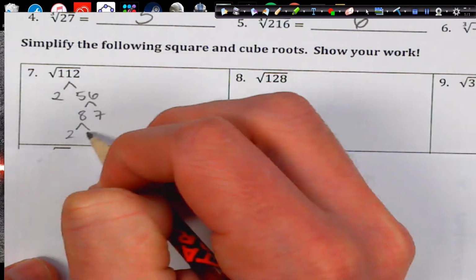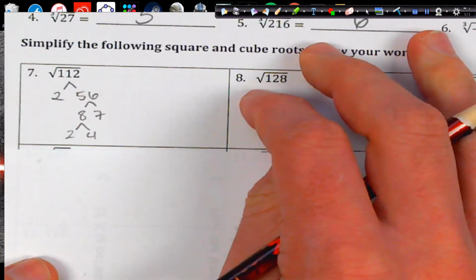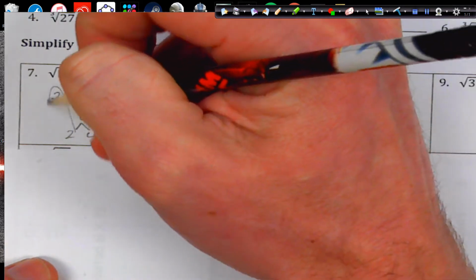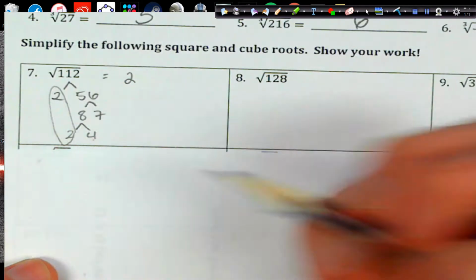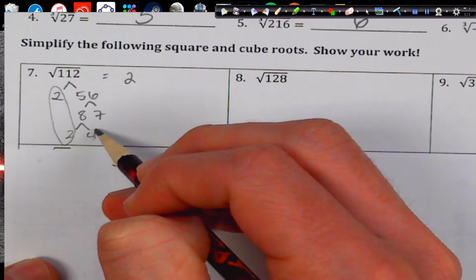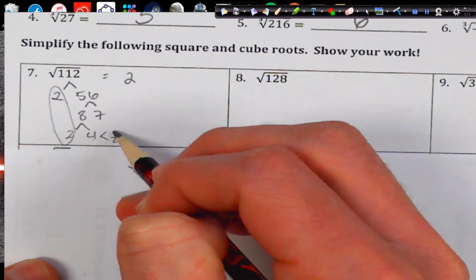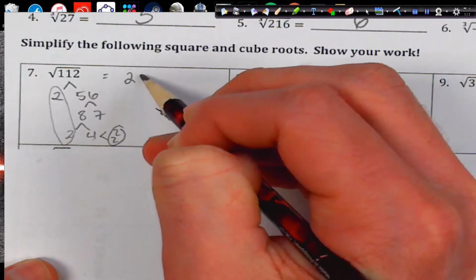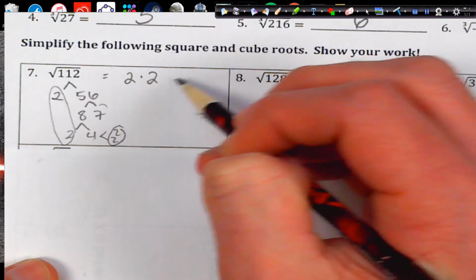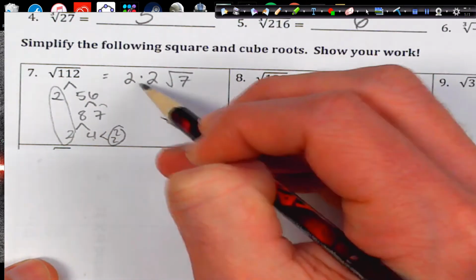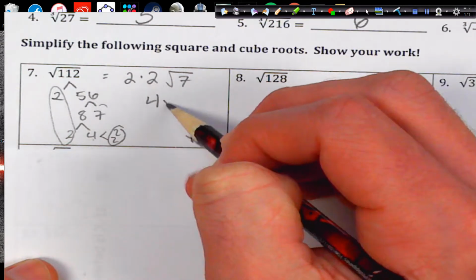And we got 2 and 4. Now, do you see how we already have a set of 2 right there? Boom. That gets to come out automatically. And 4 is a perfect square. Since it's a perfect square, I know it's just going to be 2 and 2, which will also come out. And I'm left over with a 7 that gets stuck in jail. 2 times 2, that becomes 4 rad 7.